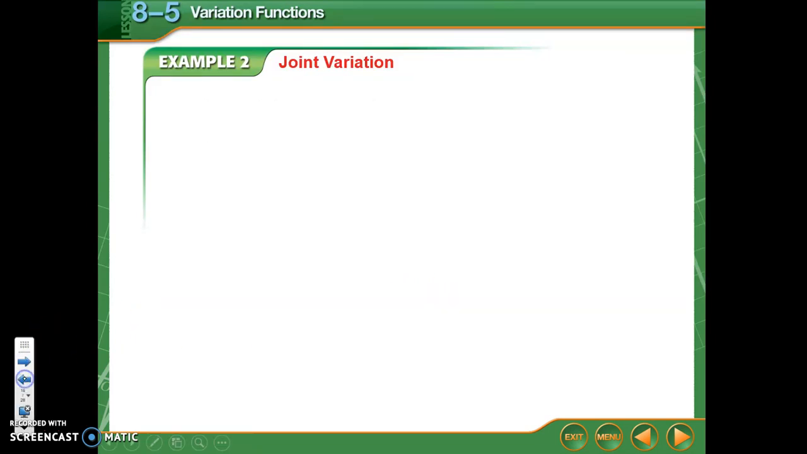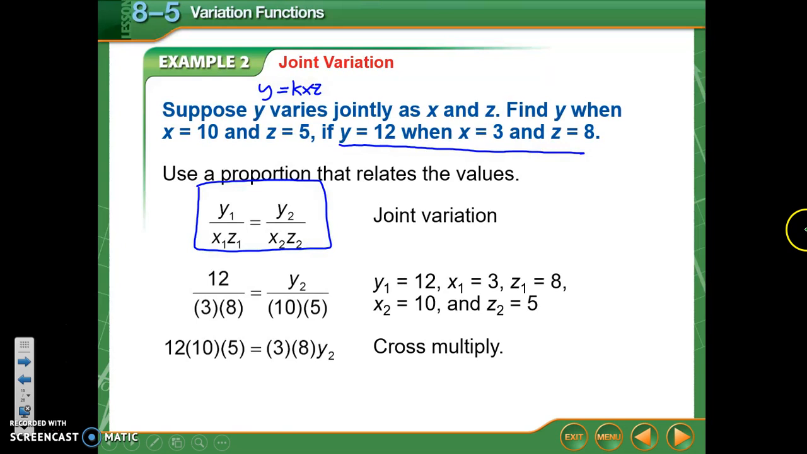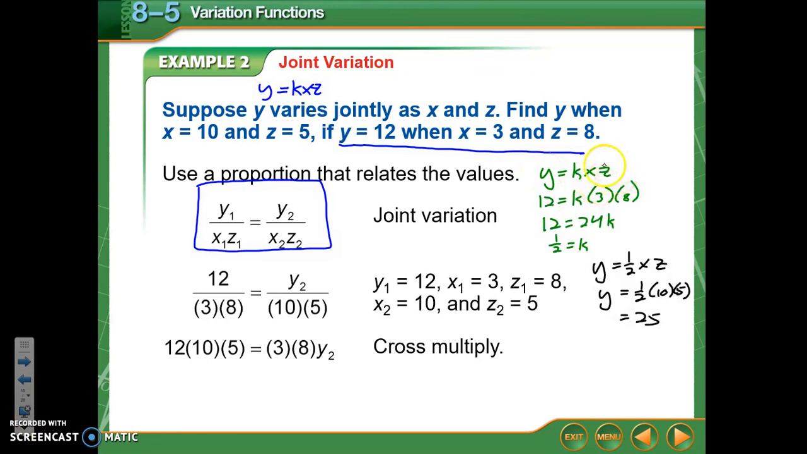Let me go back here for a second. The second way to do that again would be to start with my direct variation equation. You can start with that and solve for k. Then once I know k, I can plug in x is 10 and z is 5, multiply by k, which is 1/2 here, and get 25. So again, either way is acceptable.